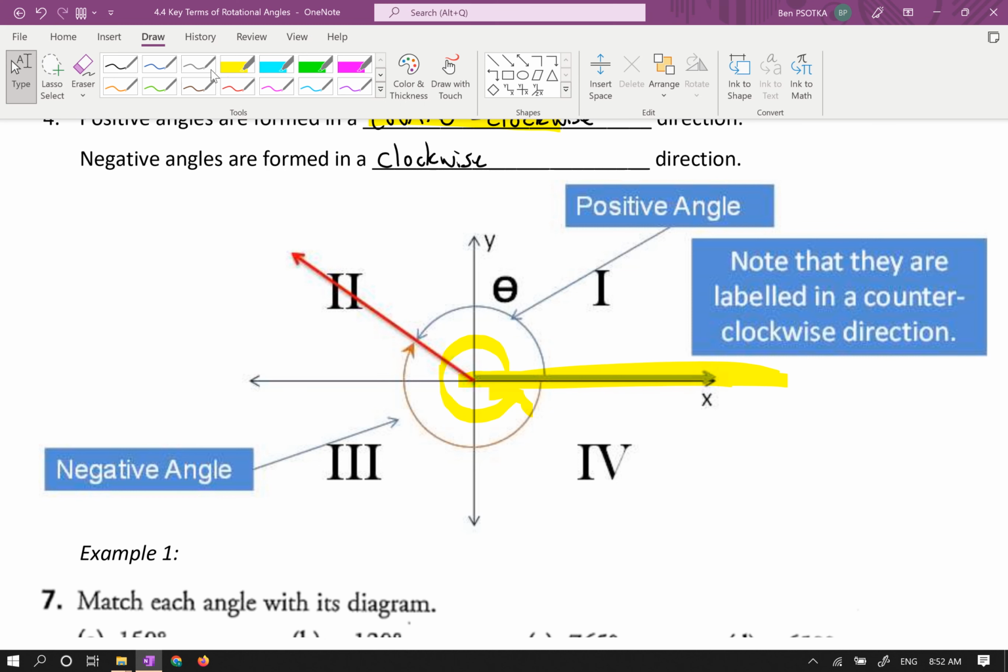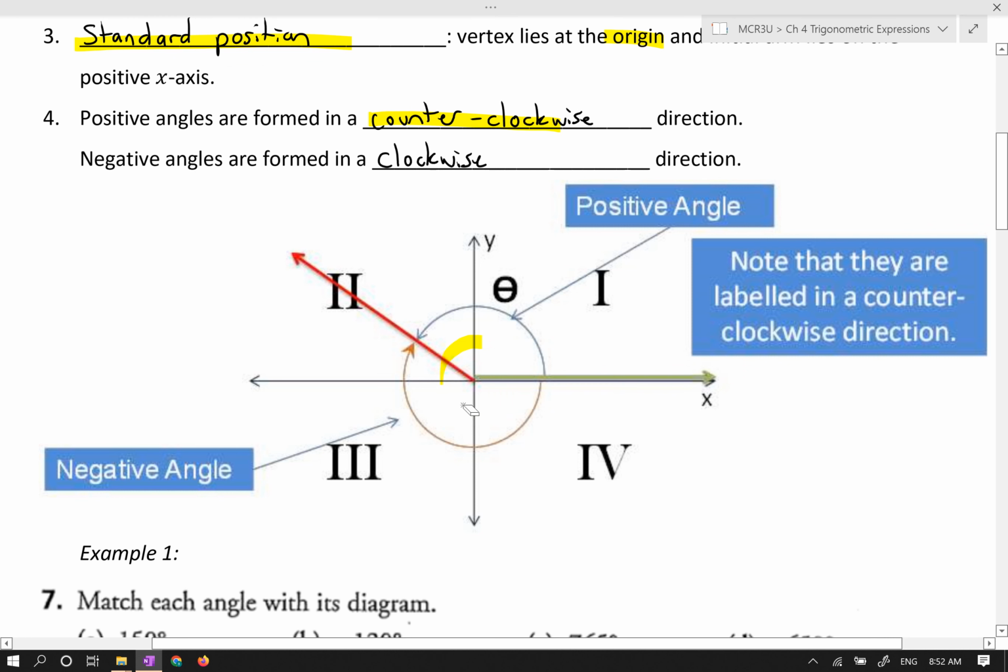All right, so then a negative angle would be measured in a clockwise direction. So if positive angles go in this direction, a negative angle goes in this direction. So negative 90 degrees is here, negative 180, negative 270, and negative 360 degrees all the way around.